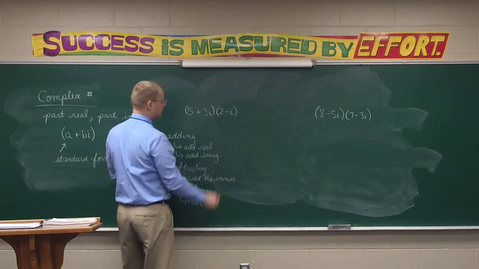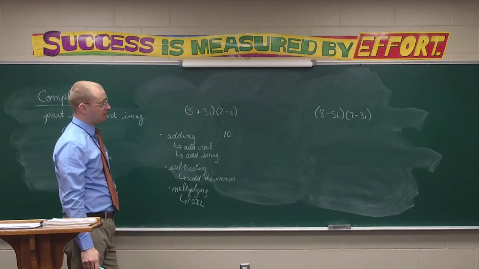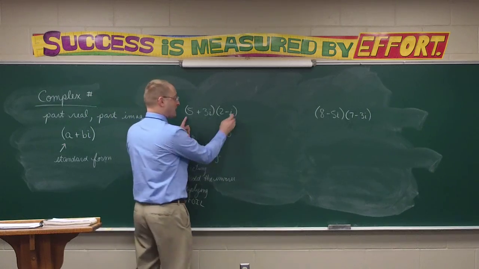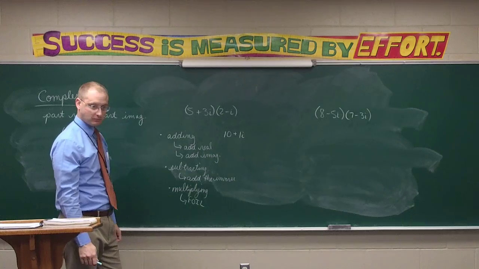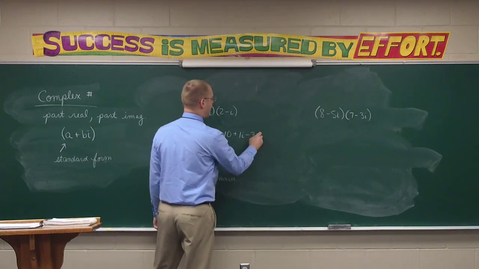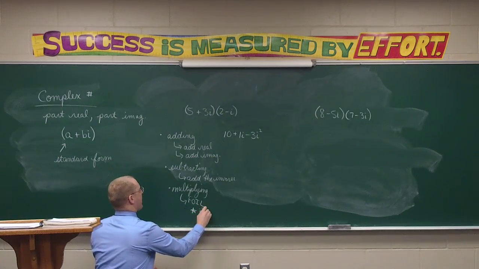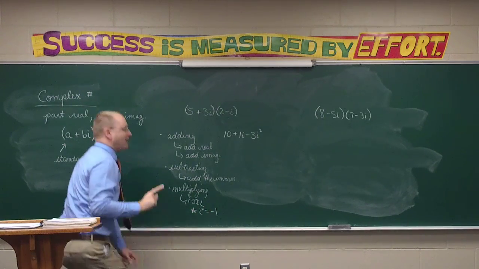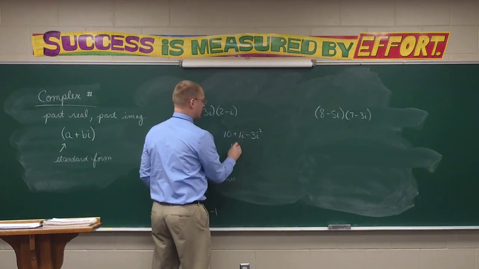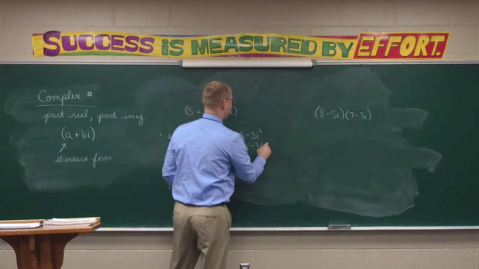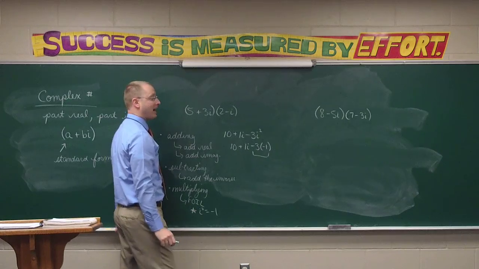So, first, outer, inner. 1i. Positive 1i. Negative 5, positive 6 gives you a positive 1i. Last, negative 3i squared. However, one little important note is to remember that i squared equals negative 1, because when you FOIL, you will get i squares. And since i squared is negative 1, this is 10 plus 1i minus 3 times negative 1. Or in other words, that just becomes a positive 3.